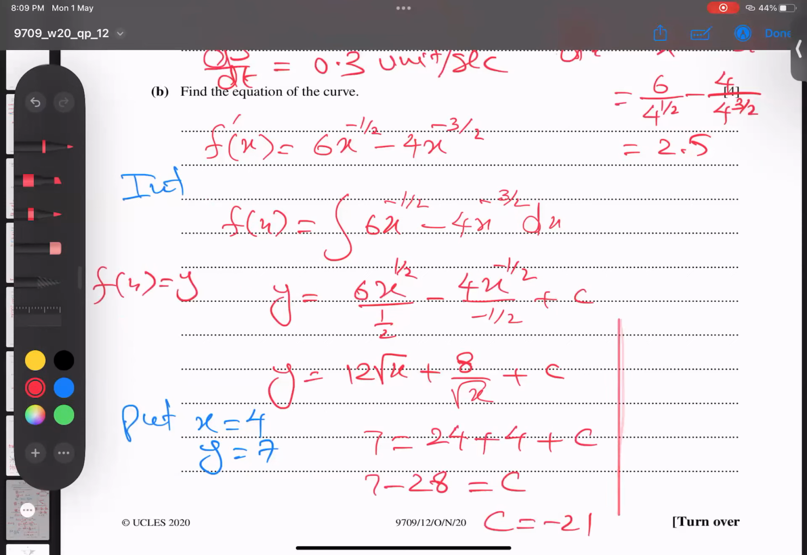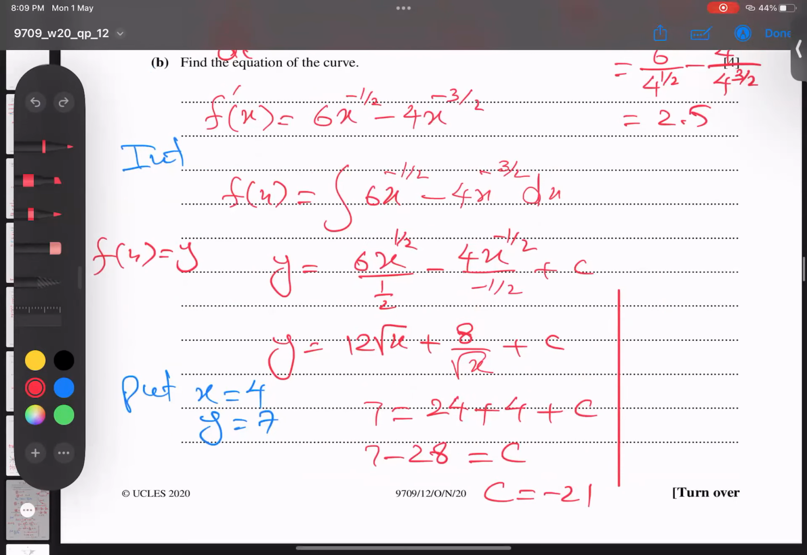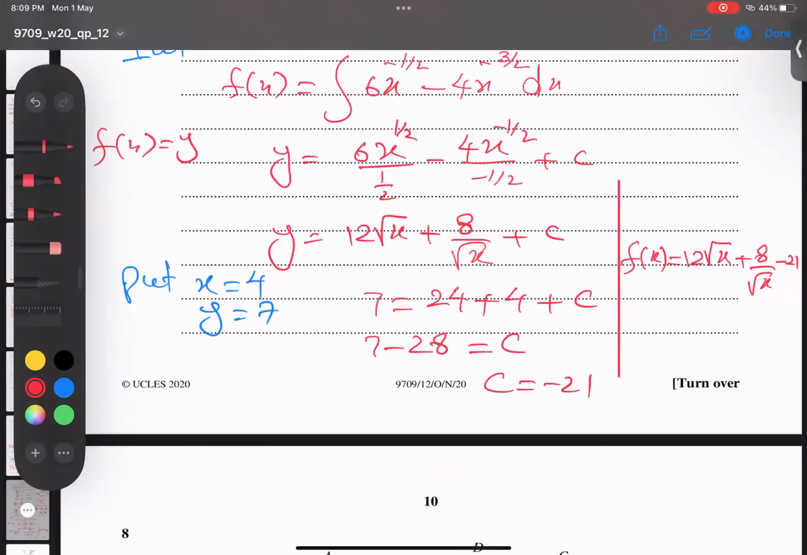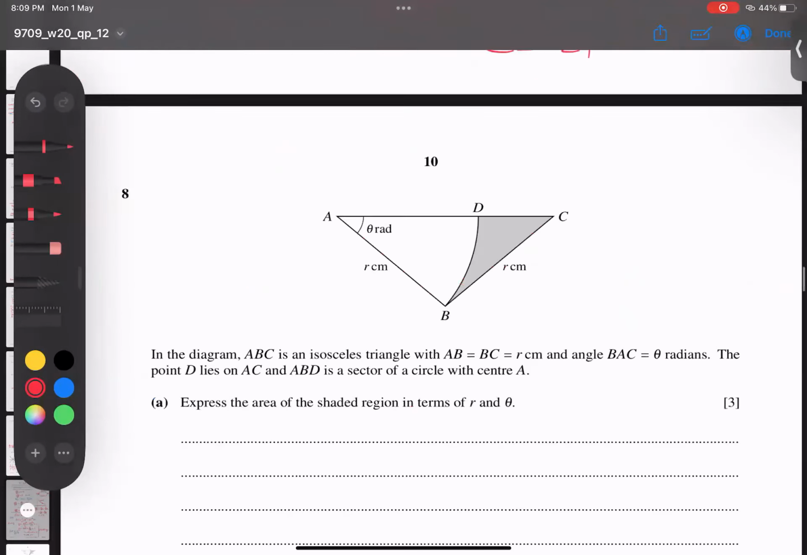And put it back in the equation. Where? Here. Or better here, because it's the simplest form. So I'm putting finally y is equal to, or you can say f of x again, no issue at all. f of x is equal to 12 root of x plus 8 over root of x minus 21. And I believe the point is very, very clear. Okay, Alhamdulillah Rabbil Alameen. And now I'm going for question number 8.